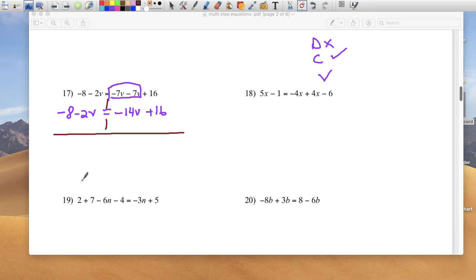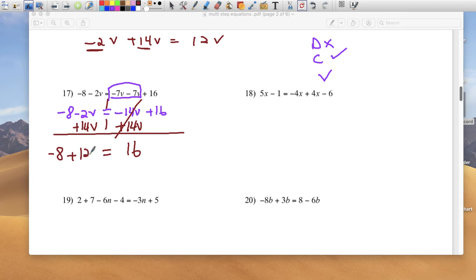So pick one of them, and I'm going to pick the 14. I'm going to do plus 14 here. That's the opposite of negative 14. And I'm going to do plus 14v here as well. So negative 14v and plus 14v becomes 0. 16 will come down. On this side, I'm going to have negative 8. And be careful, it's negative 2v plus 14v. You get negative 2, plus 14v. So you know there's going to be something v, right? So look at the coefficients. Negative 2 plus 14, there's more positives. How many more? 12. So the answer is positive 12v.